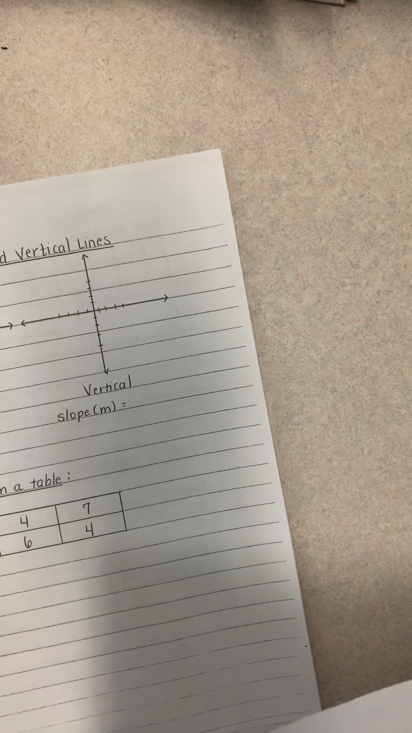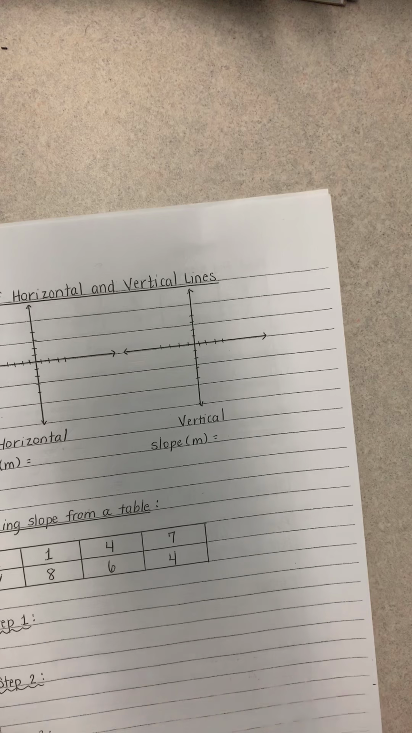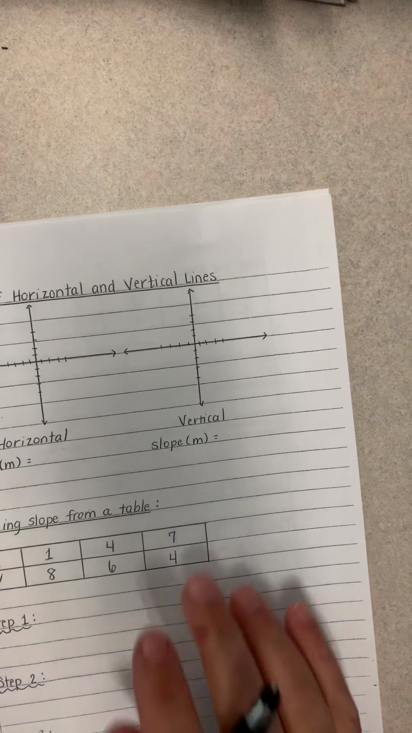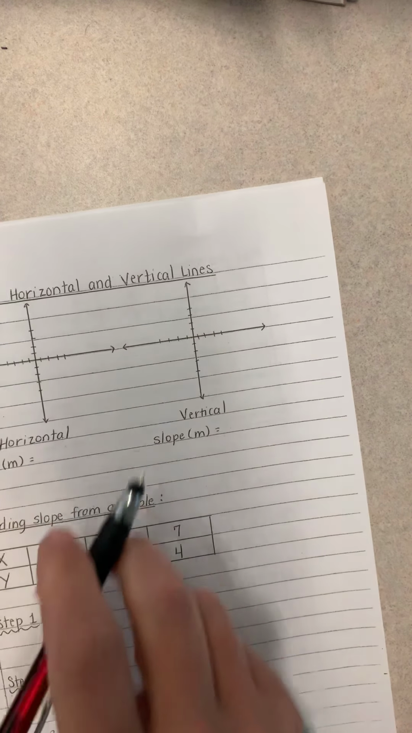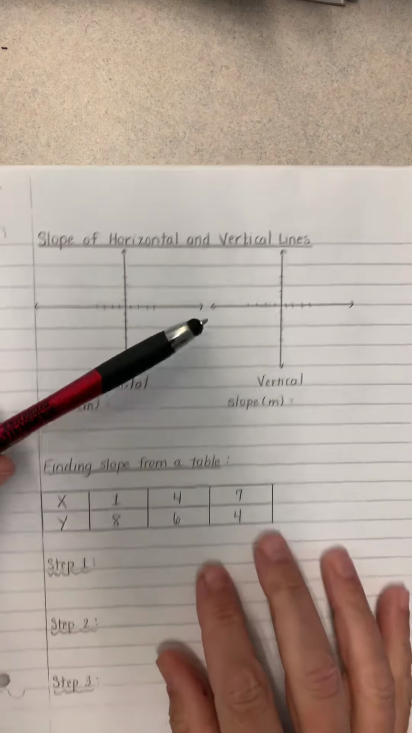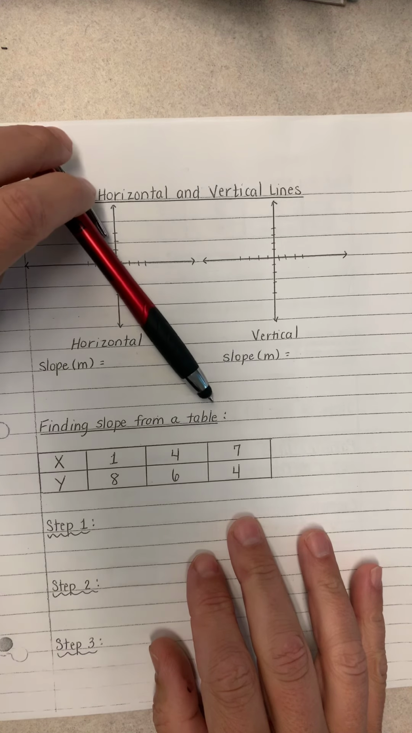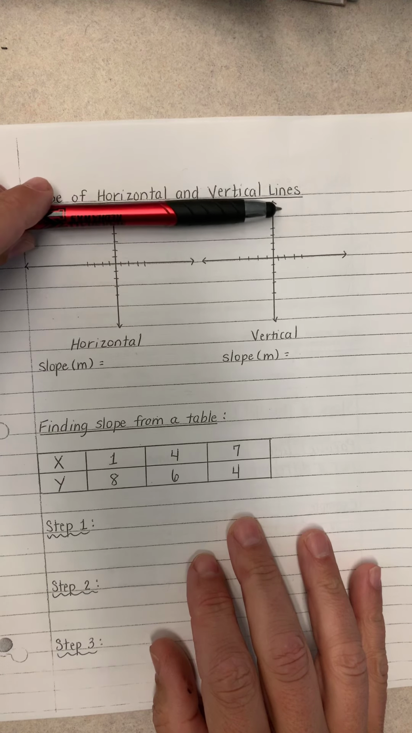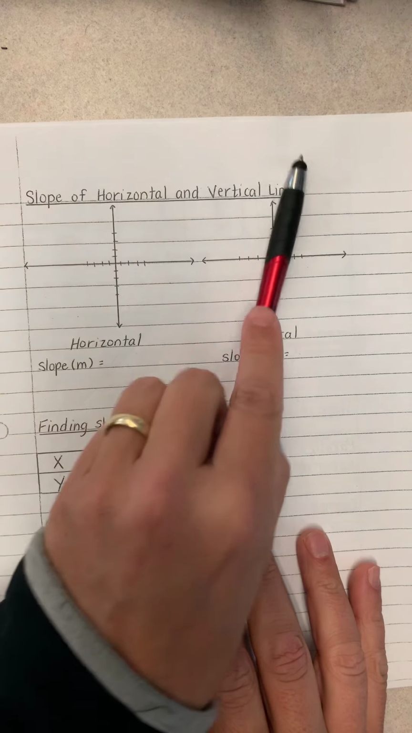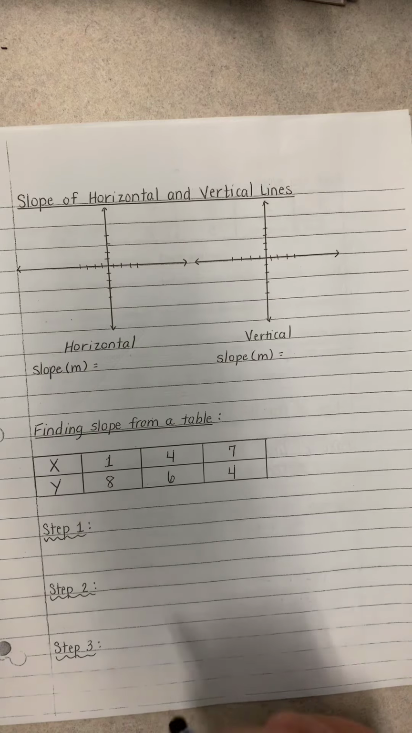Last thing we are going to look at today is slope of horizontal and vertical lines. So far, we have talked about positive slope, lines that rise. We have talked about negative slope, lines that fall. Now we're going to talk about lines that are horizontal and lines that are vertical, and what sort of slope they have.